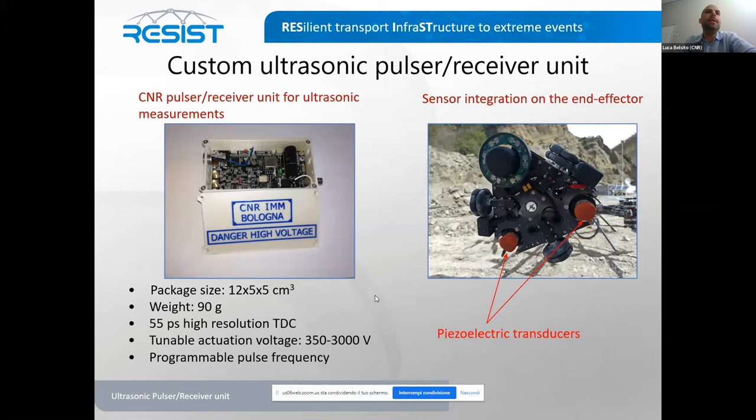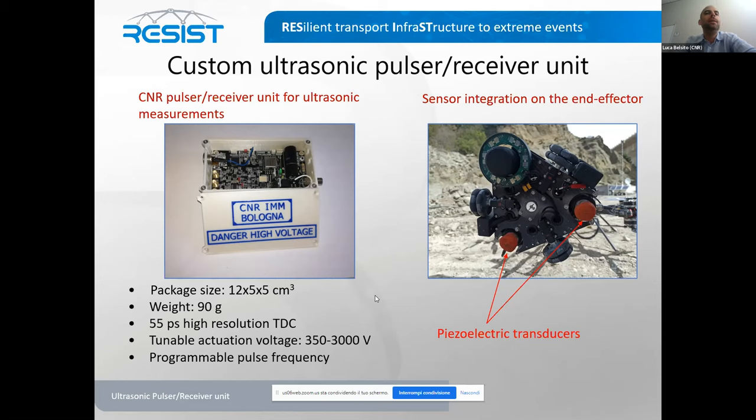We started looking in the market to see if there was something for taking this kind of measurement, but nothing was useful, because for the depth it's really important to have a really high actuation voltage, and we also need something really small with USB communication to be remotely controlled and integrated on the drone. So we decided to realize this custom pulser receiver unit, where the user can set the actuation voltage from 300 V to 3 kilovolt.